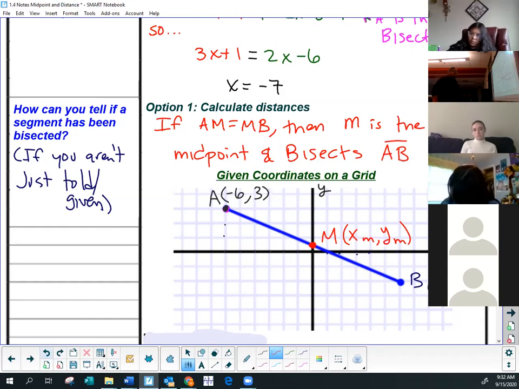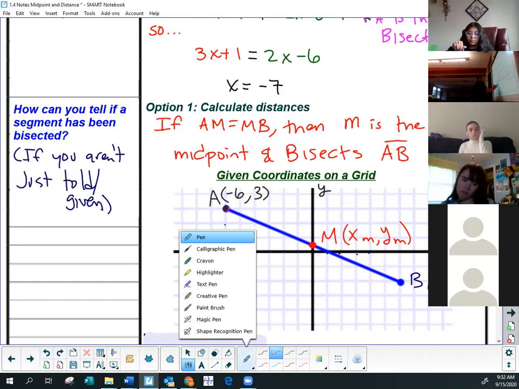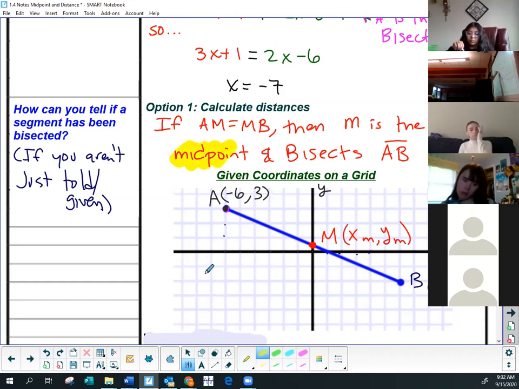Okay, so this is going to be our working statement. If the distance AM is equal to the distance MB, then M is both the midpoint and also bisects AB. These terms, midpoint and bisect, are not exactly synonymous, but they're very closely related.